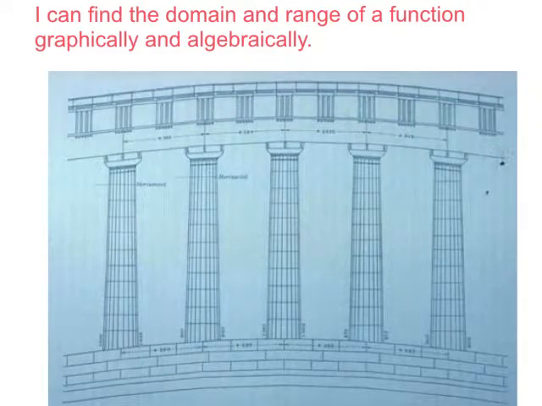And the trivia question for the lesson is, below is a feature of the Parthenon, and this is the stylobate, and what is being demonstrated with this sketch?